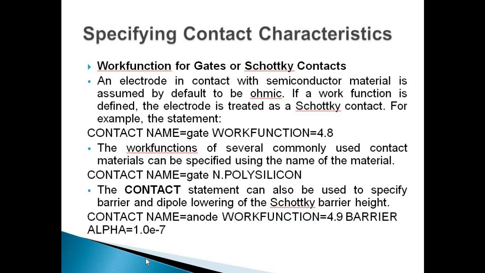While specifying dipole lowering using the alpha parameter. For example, you can see: contact name=anode work function=4.9 barrier alpha=1e-7. This statement sets the work function of the Schottky contact named anode to 4.9 electron volt. This will enable barrier lowering and set the dipole lowering coefficient to 1 nanometer.